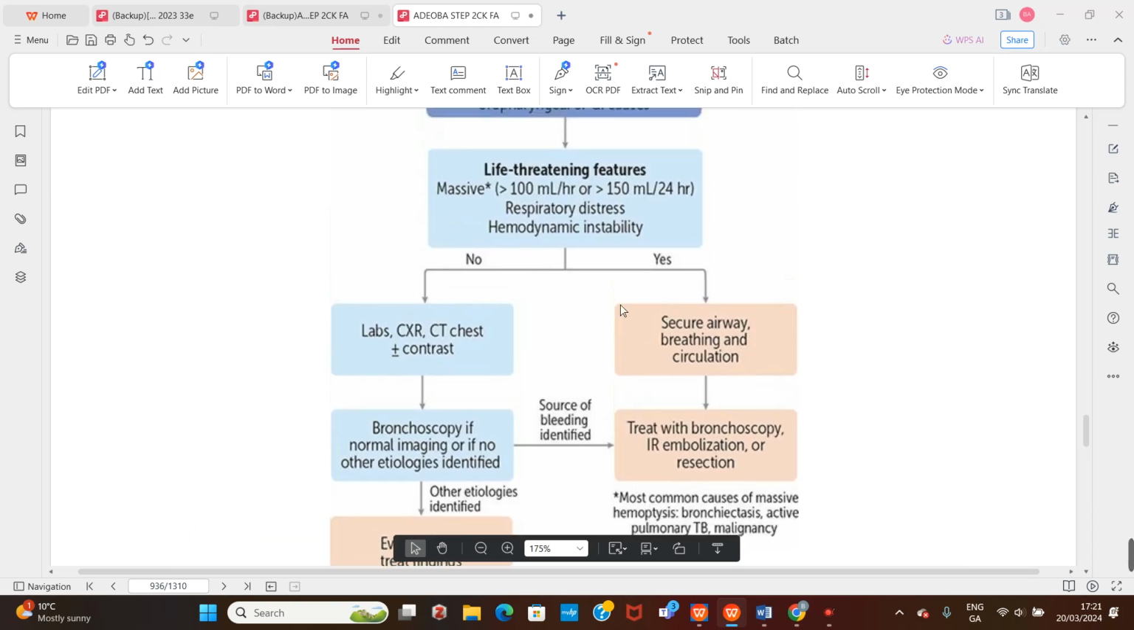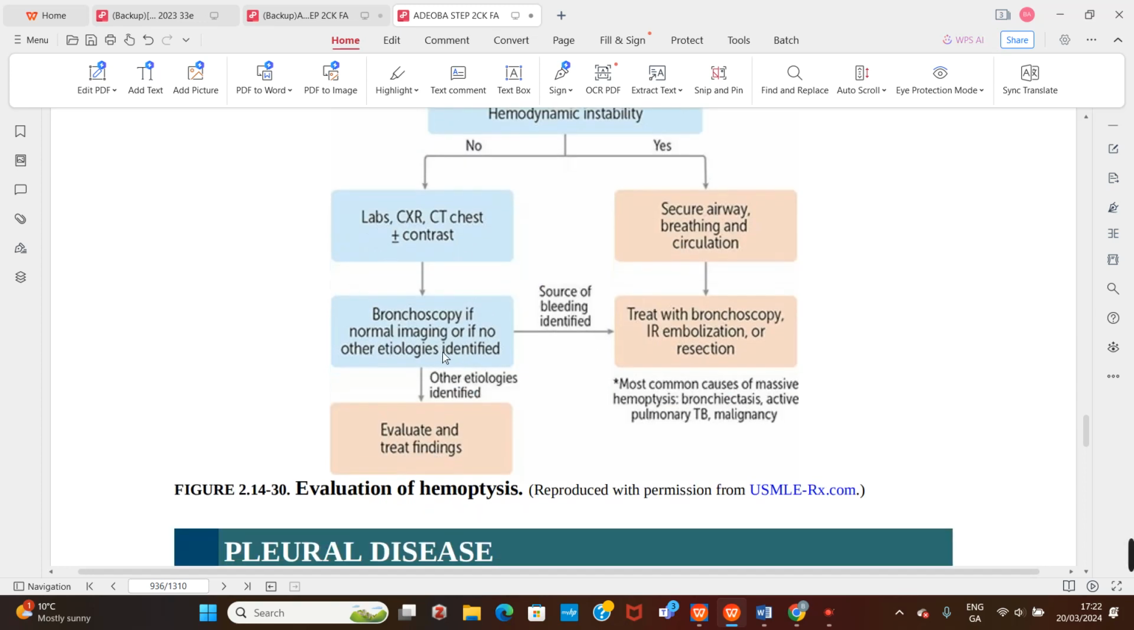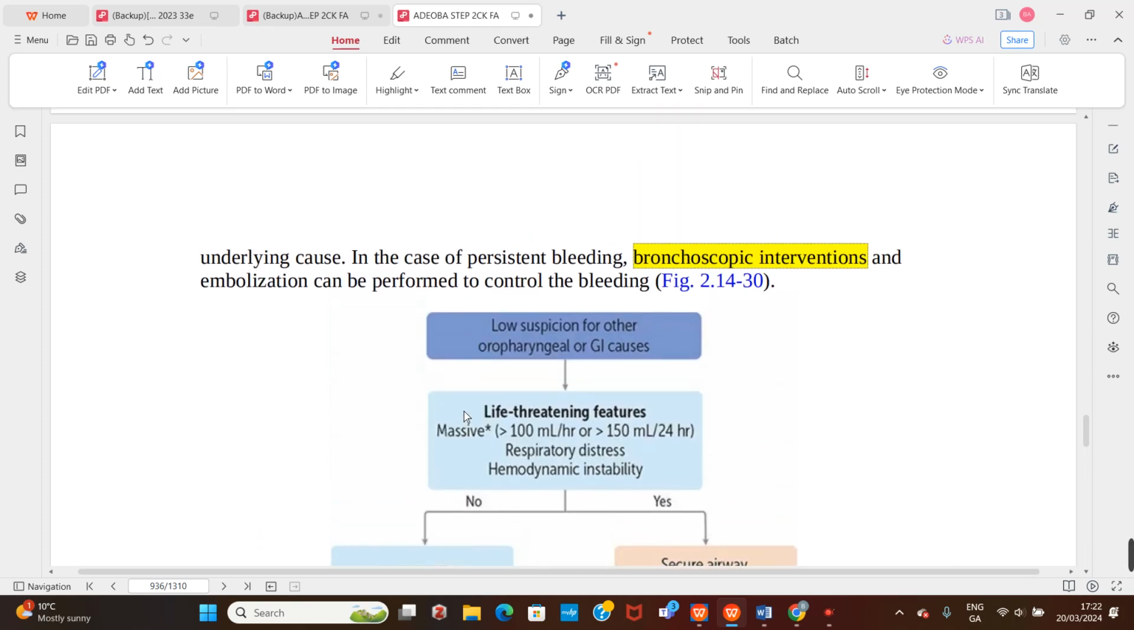But what is going to determine which one you are going to go first is this parameter. If this person is having life-threatening features, you have to go through the ABCD approach before you start talking about investigation. Stabilize that person. Arrest that bleeding. If the person is not having any one of these, now start with your investigation: your lab, your x-ray, your CT. If you don't find anything here, you have to do a bronchoscopy to see what is inside. Whatever you find there, that is what you are going to treat. So that's the way it works.